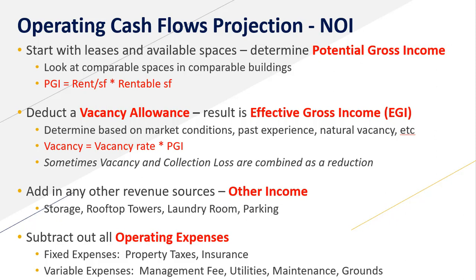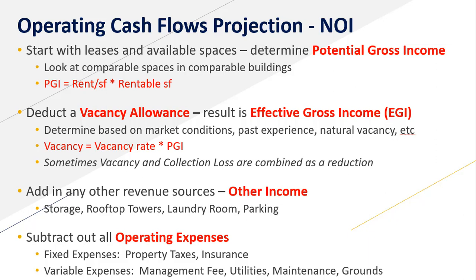Anything that's not from leased space in a building, but otherwise it's income to the property owners, that would be termed other income. And so from these sources of revenue, this net revenue that we have, effective gross income plus other income would be kind of our total revenues. We're going to subtract out all of the operating expenses for the property.